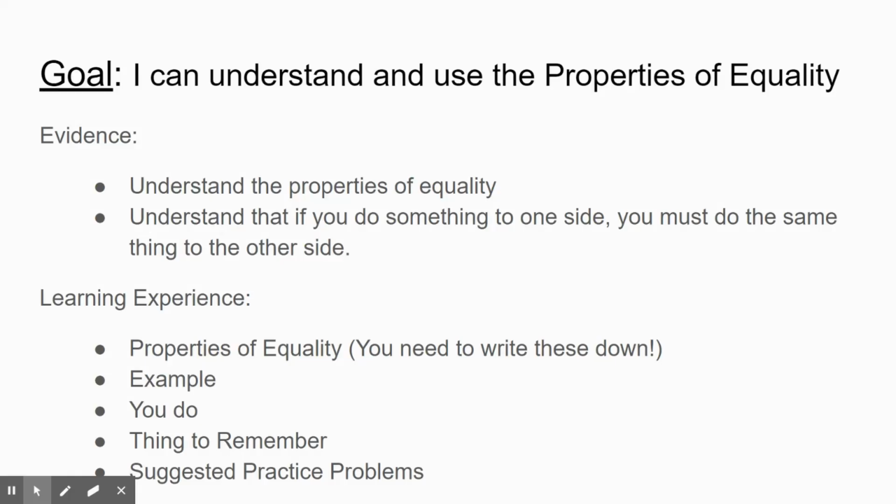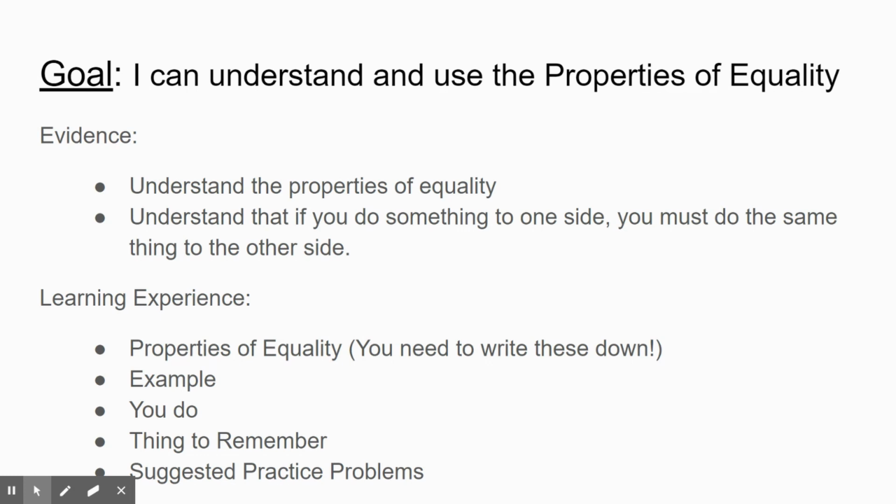Hello! In this video, we are going to learn how we can use the properties of equality. First, we're going to make sure that we know what they are. And then, the main thing from here is if you do something to one side of an equation, you must do the same thing to the other side.